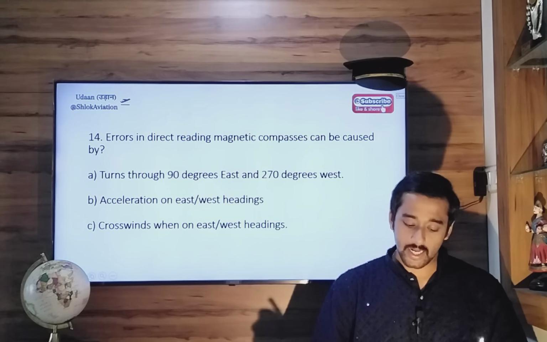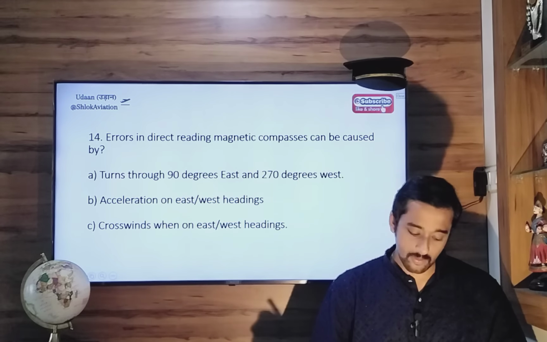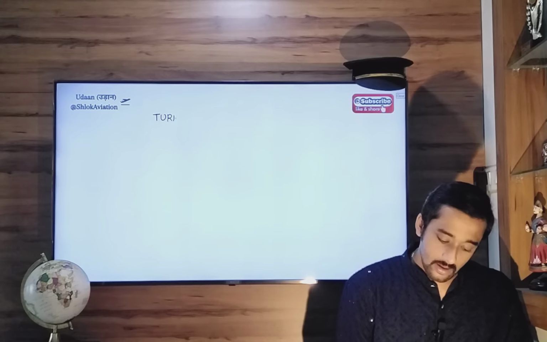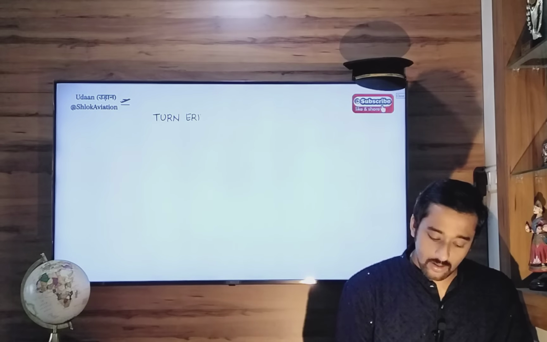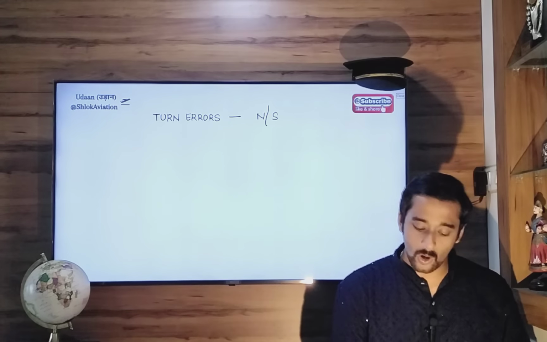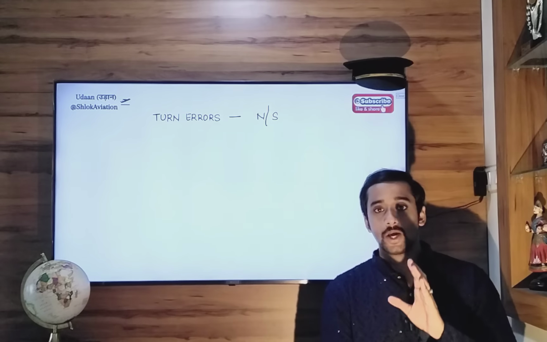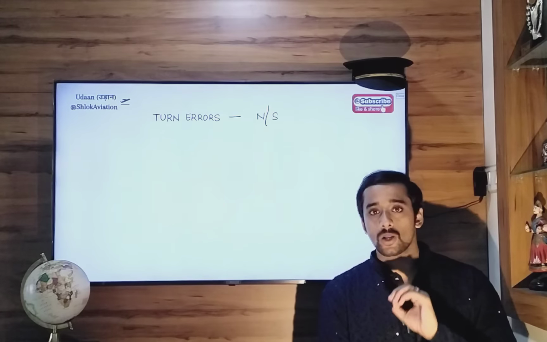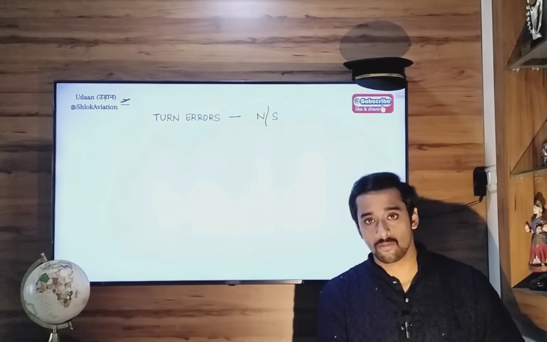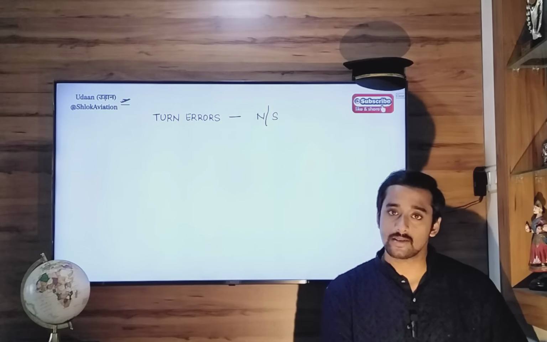Question 14. Errors in a direct reading magnetic compass can be caused by what? Like I said before, there are two types of errors. The first error is the turning error. Turning errors occur when you turn your aircraft around north and south headings. So you want to turn your aircraft from northwest heading to northeast heading, so you will be passing through the northerly heading.